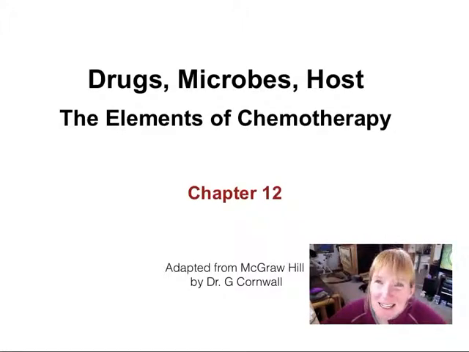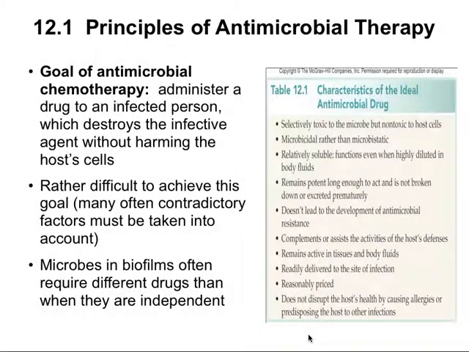Now, it's as recent as 1941 that penicillin was in its clinical trials. So we've come a long way since then, but we need to be really careful. So let's begin by taking a look at some of the principles of antimicrobial therapy. The goal of antimicrobial therapy is to administer a drug to an infected person, which destroys the infective agent without harming the host cells. Well, that seems like a relatively simple concept. However, it's pretty difficult to achieve.